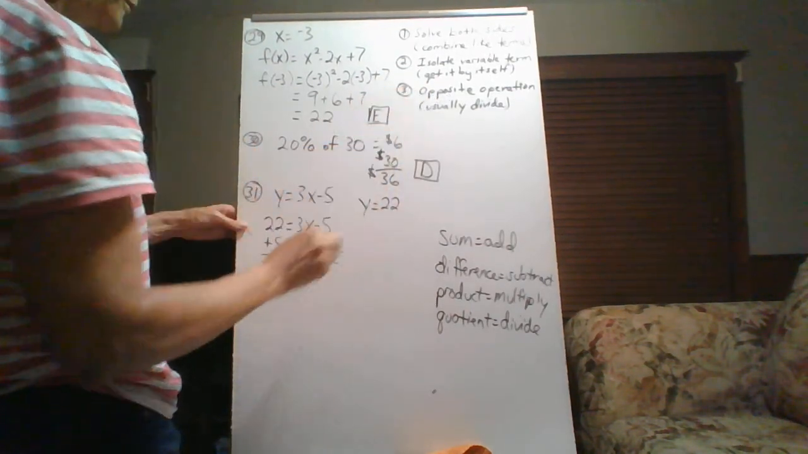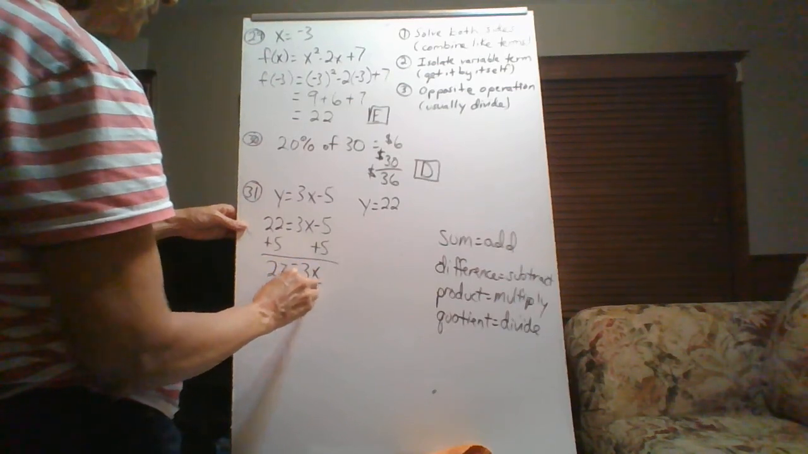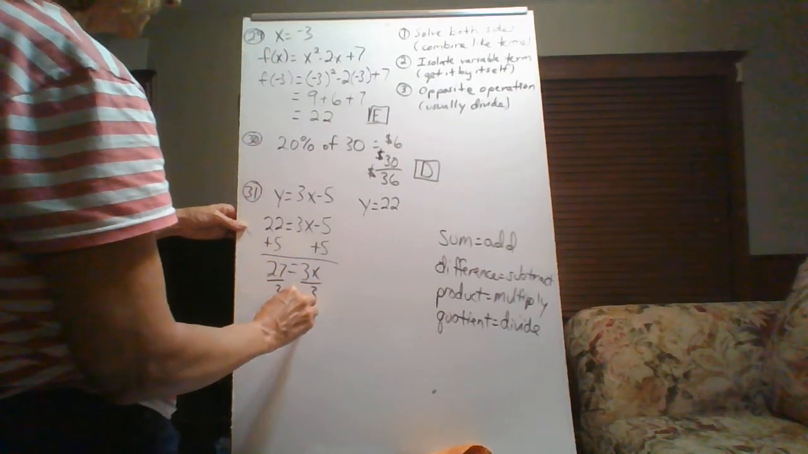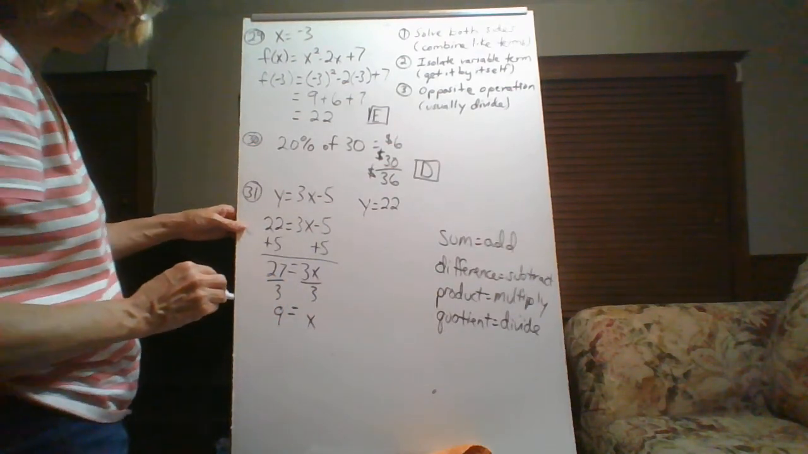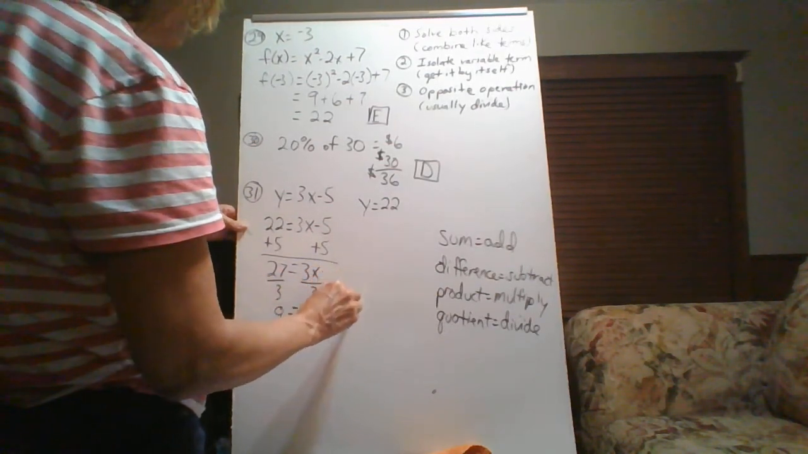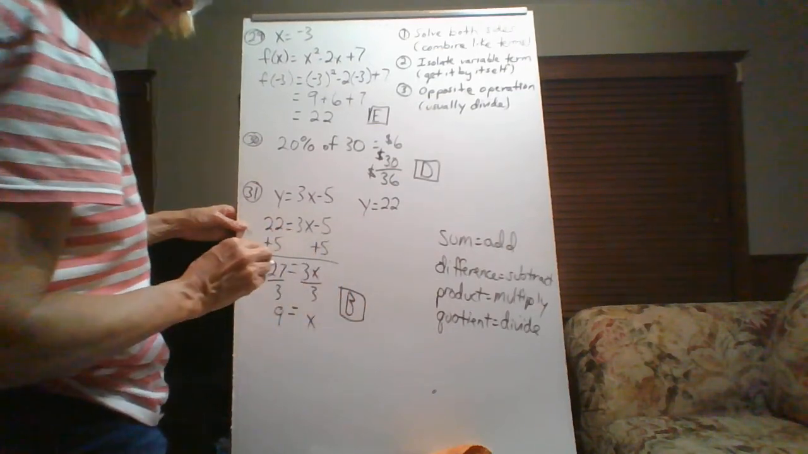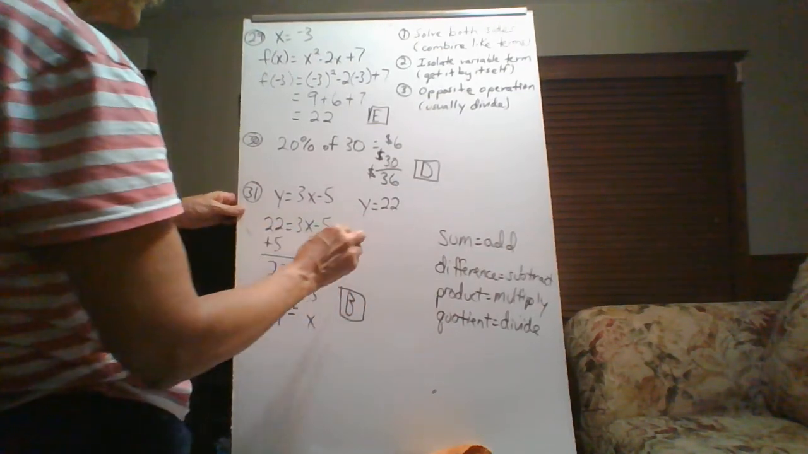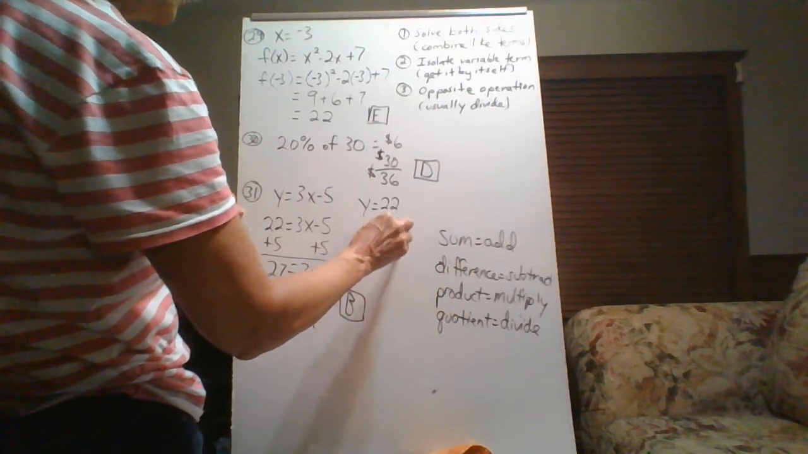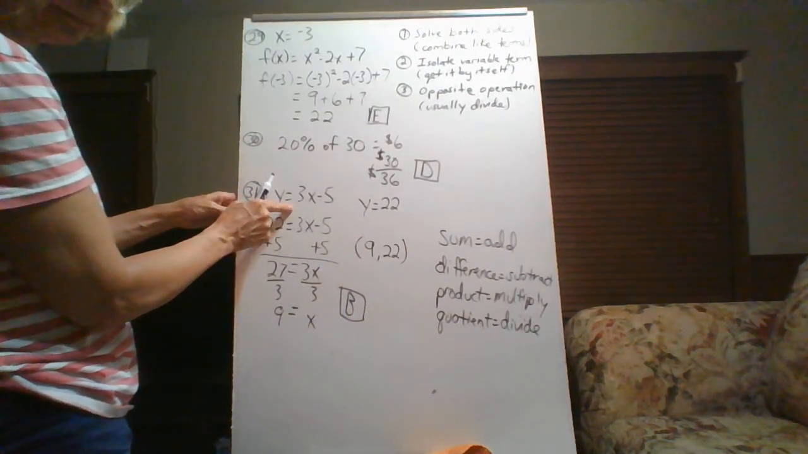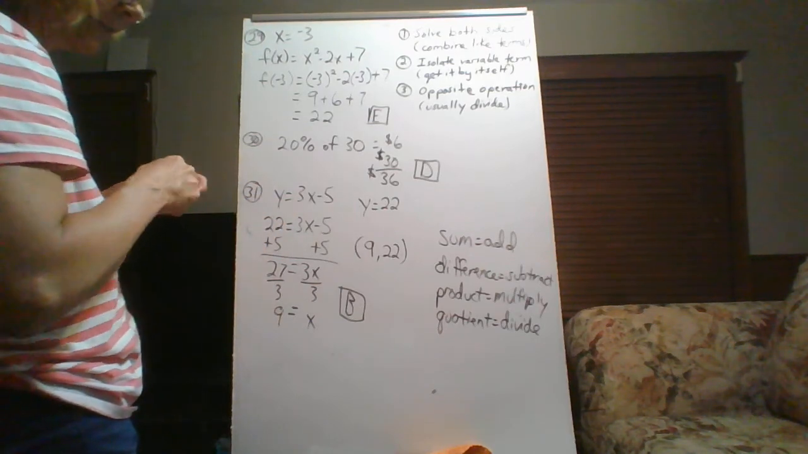Third step, do the opposite. So instead of multiplying, I'm dividing. X equals 9, which is answer B, or letter B. Okay, so literally that's telling me that the point (9, 22) is on this line, just by plugging in the values.